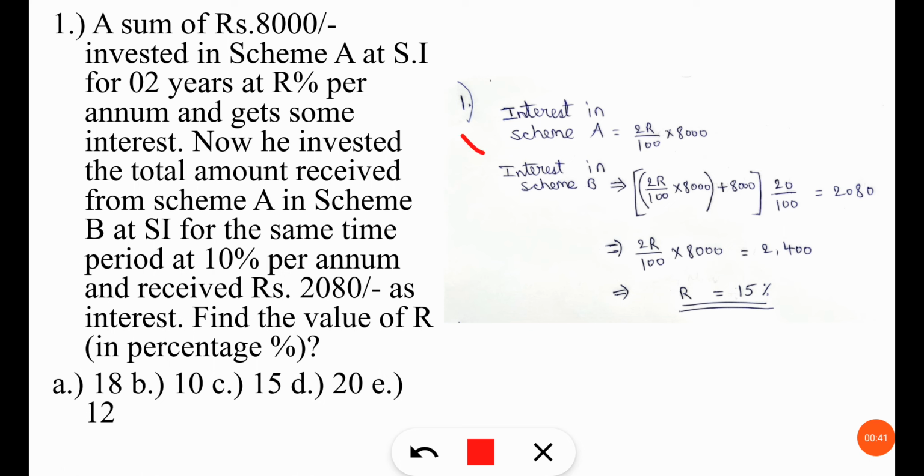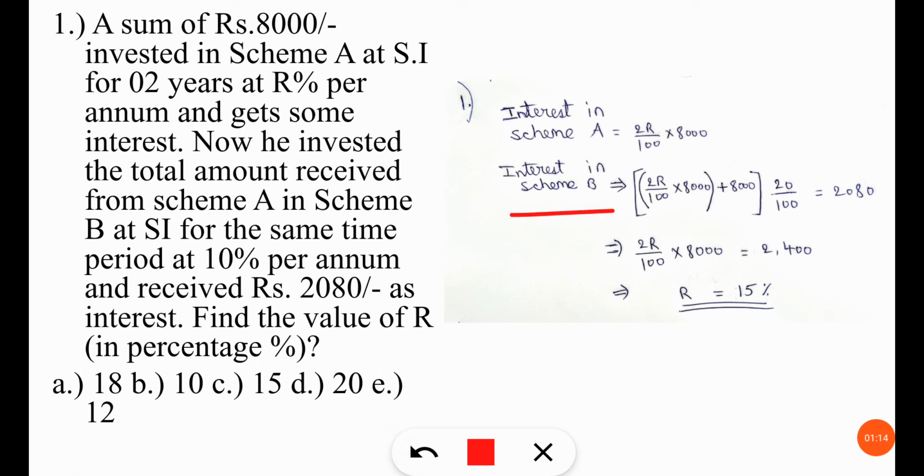Interest in scheme A is PTR by 100. So principal is 8,000 rupees and time is 2 years. R is R percentage. So interest in scheme A is 2R by 100 into 8,000. Now interest in scheme B means principal into time into rate by 100. Here the principal is 2R by 100 into 8,000 plus again 8,000, because that entire amount is invested as the principal in second scheme B.